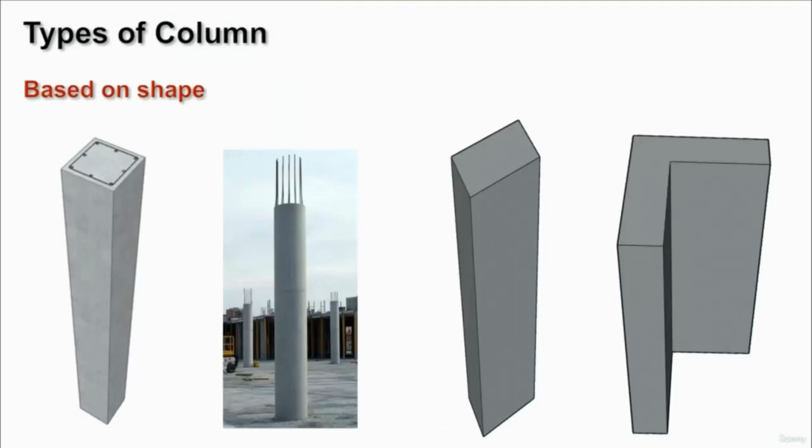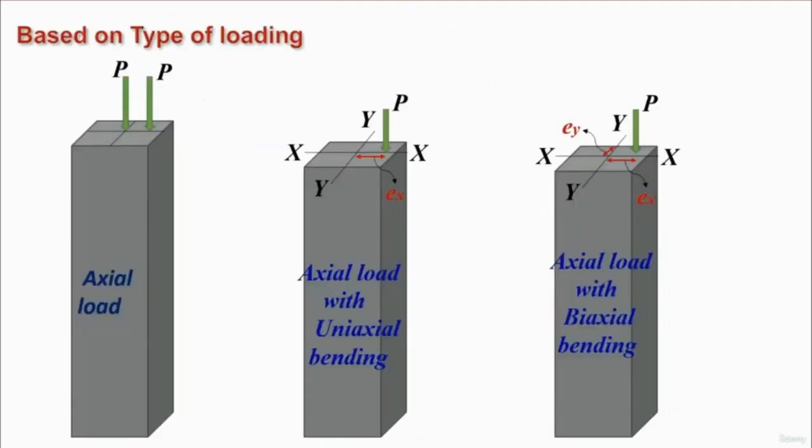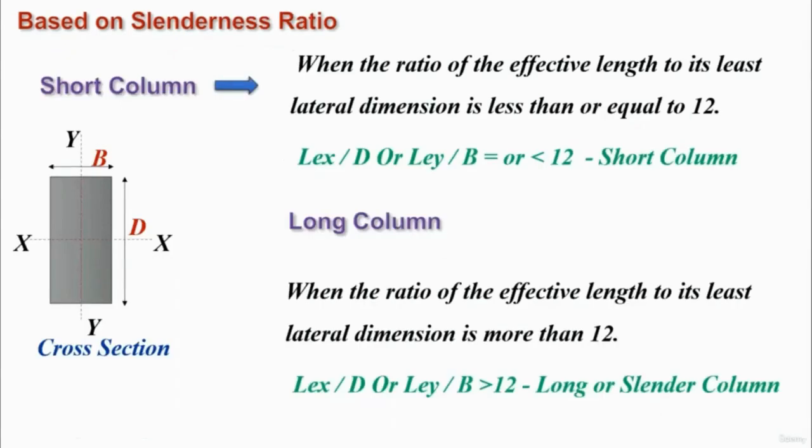Next, let us look into the types of column. Based on the shape, the column can be square, circular, rectangular, or L-shaped. Axial load with uniaxial bending and axial load with biaxial bending, I have explained to you before. Next, based on the slenderness ratio, we can classify the column as a short column and a long column. When the ratio of effective length to its least lateral dimension is less than or equal to 12, then the column is said to be a short column. When the ratio of the effective length to its least lateral dimension is more than 12, then the column is said to be a long column.